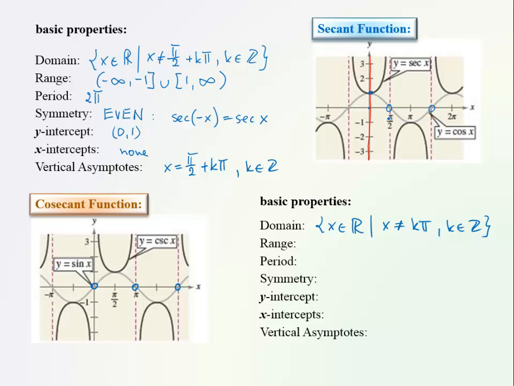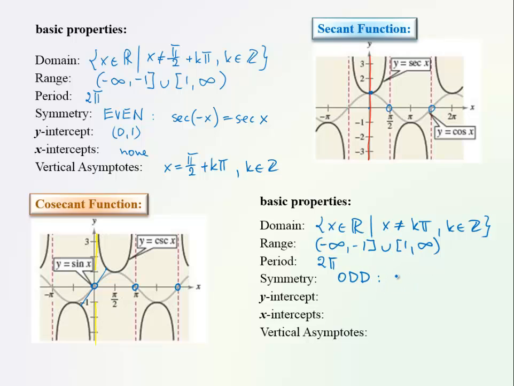Range. Similarly as for secant, the range is from negative infinity up to negative 1, and then there is a jump from 1 to infinity. So range: negative infinity to negative 1, union 1 to infinity. Period. Similarly as cosine, the situation repeats itself after 2 pi. Symmetry. This time the point goes across the center to the other side at the same distance. So that's a central symmetry, which means that the function is odd.